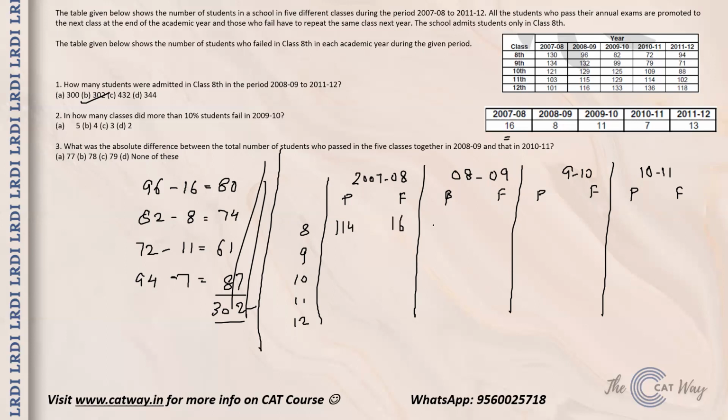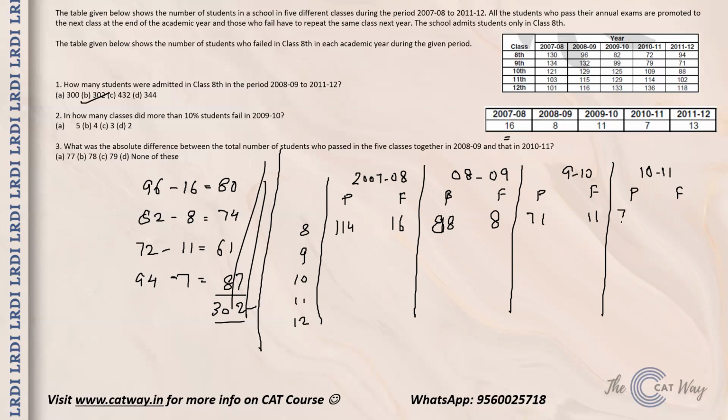For 2008-9, if you see, you have 96 students in the entire class, out of which 8 students have failed. That means 88 passed and 8 students failed. For 9-10, you have 82 students in the class. Out of 82, 11 students have failed. How many passed? 71 students have passed, and in total you have a fail of 11 students.